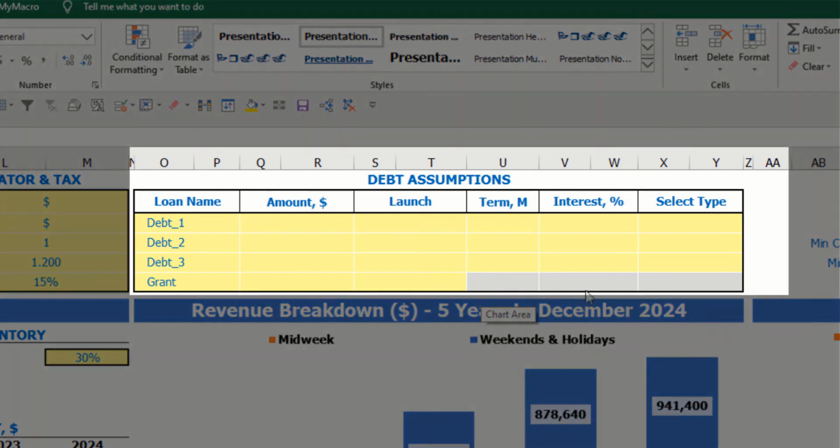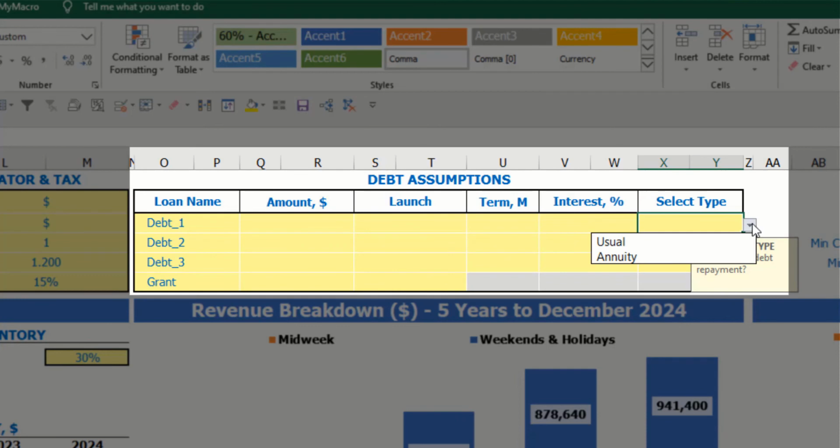Also, on the top of the dashboard, you have debt assumptions. Let me show you how it works. So for each debt, you are able to select the debt type. There are 2 debt types in the model, which is annuity and usual. Annuity means that each monthly payment, which consists your debt repayment plus interest expenses, will be equal each month. In case if you will select usual, your main debt repayments will be equal parts, and interest will be just interest on the debt's closing balance.